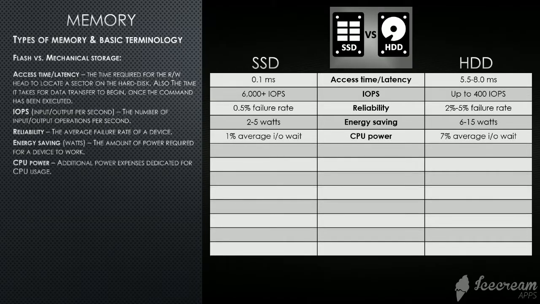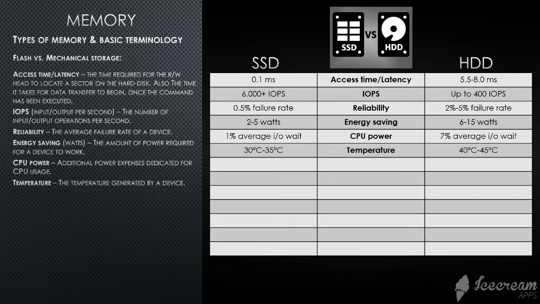The next consideration is the CPU power. The CPU power is the additional power expenses dedicated for CPU usage only. Average input-output wait is the time spent by the CPU waiting for an I/O operation to complete, and SSDs are again much more cost-effective as they only require 1% of average I/O wait compared to 7% on HDDs.